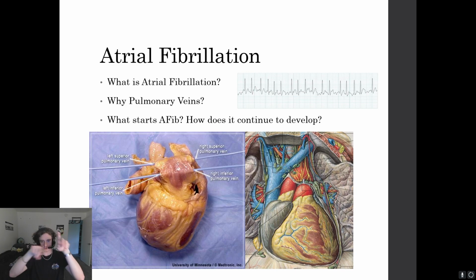Fibrosis occurs and then the circuits form. Like we talked about how AVNRT works, it's the same thing. You get mini circuits, and then every time they're looping, they're sending signals. So that's what forms this seizing. Okay, I think that's it for AFib.